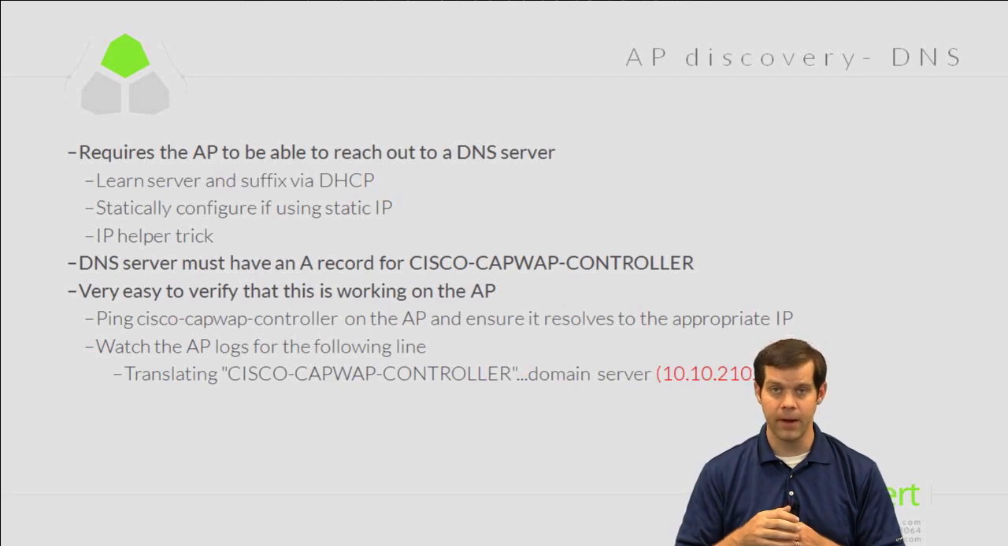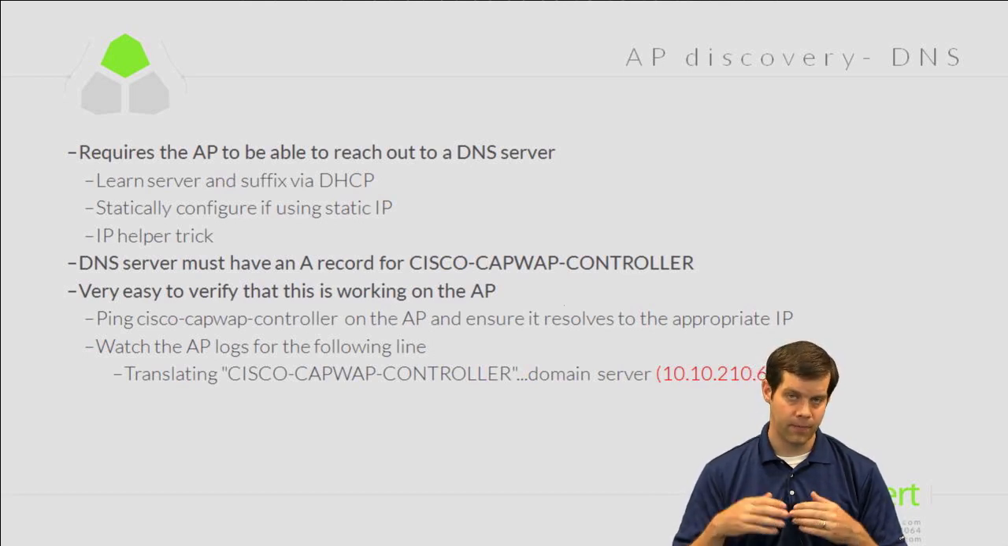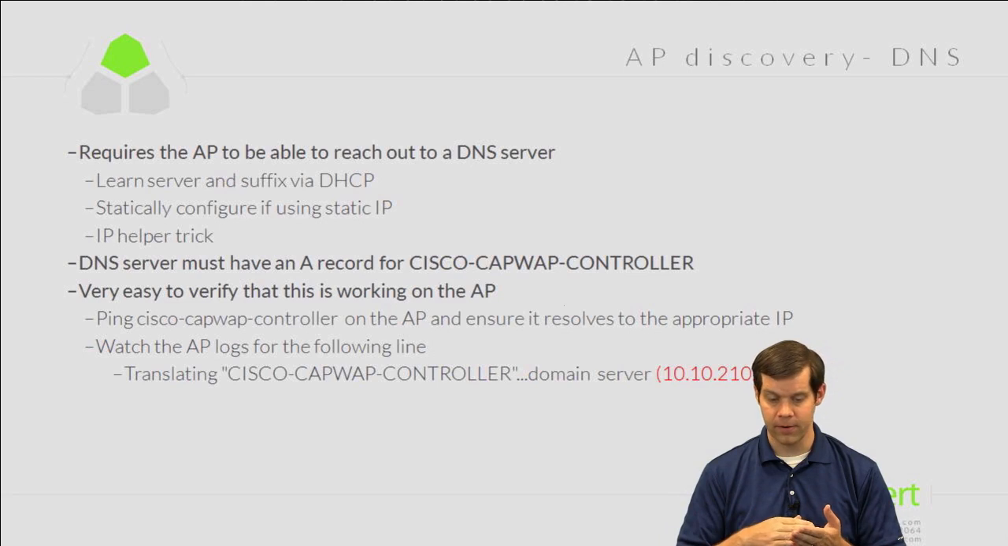You may want it, you may not, but that is one last method to get it to work in case you do have to start off with a static IP, but you have to use the DNS resolution method for one reason or another. Now, once the AP reaches out to the DNS server, it needs to be able to respond with an IP. So you need a forward lookup entry, or you might see it referred to as an A record, which is just an IPv4 lookup entry, so that it resolves Cisco-CAPWAP-controller to the management IP address of the controller you want to discover.